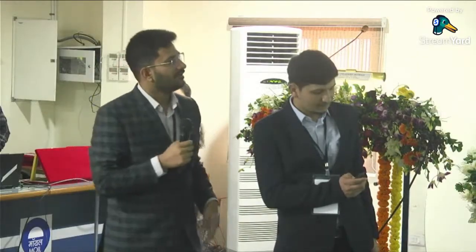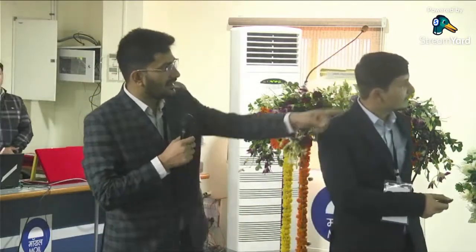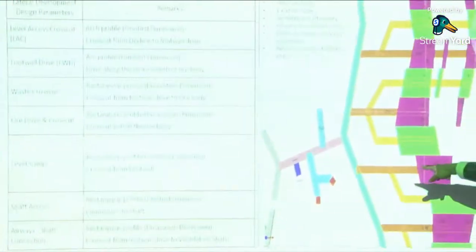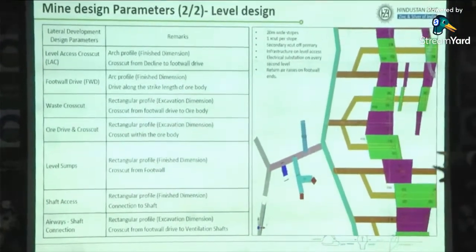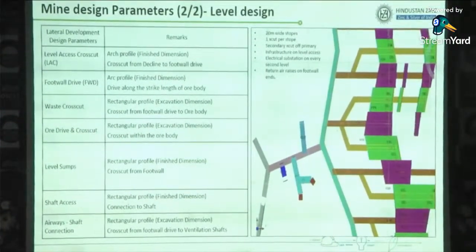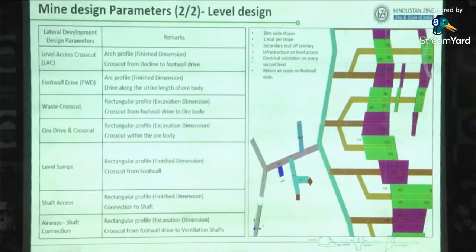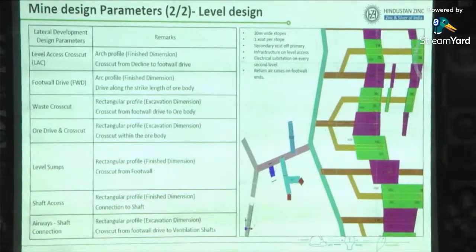Yes, sir, we have a separate footwall drive for every stope. Like you can see, there are two raises here for the ventilation purpose. And we have a footwall drive here, and this is a stope, the green one and the magenta one. These are the stopes. Every stope has separate entries and a separate return. Every stope has different returns.